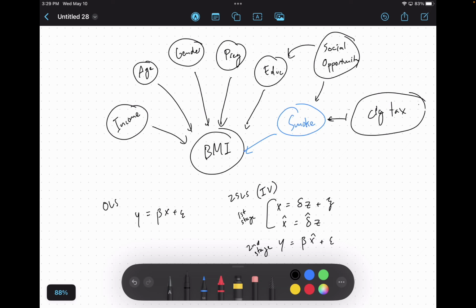No. If you're not sure, always go back to the diagram. If I had a variable, smoke times income, going like this, you would have something like this, right? The path from cigarette tax to BMI is no longer only through smoke. So you're no good.